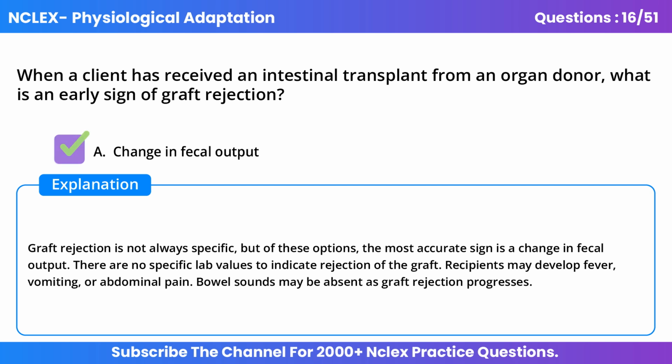There are no specific lab values to indicate rejection of the graft. Recipients may develop fever, vomiting, or abdominal pain. Bowel sounds may be absent as graft rejection progresses.